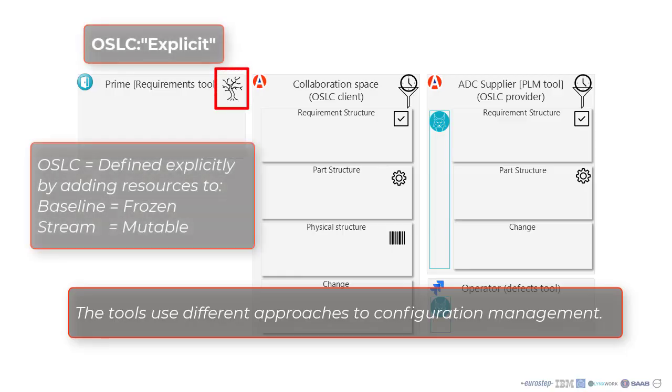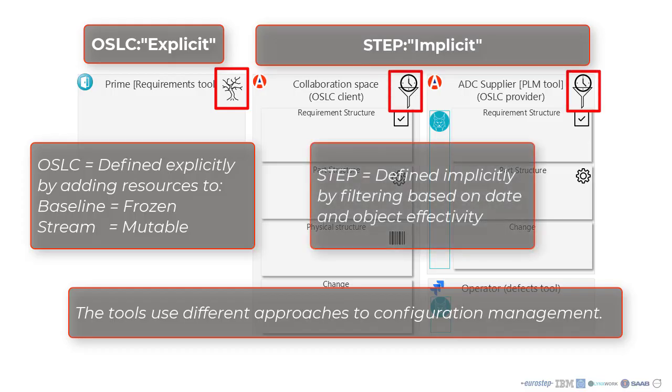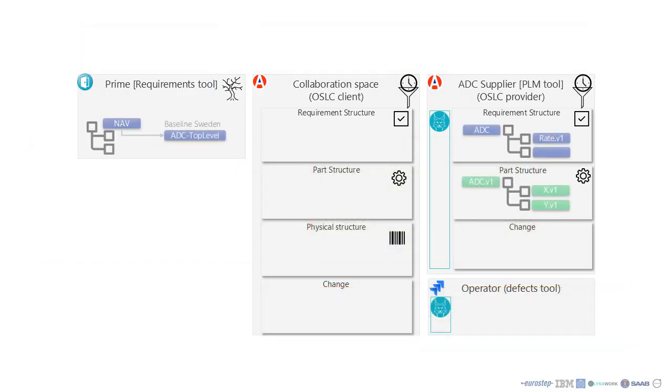The requirements tool is DOORS from IBM. It uses the branching methodology defined in the OSLC specification, where resources are explicitly added to a configuration that's either a mutable stream or a frozen baseline. The Supplier PLM and the collaboration space use ShareAspace. It uses the effectivity methodology defined in the STEP standards, where resources are filtered based on the date and the object effectivity to determine the configuration.